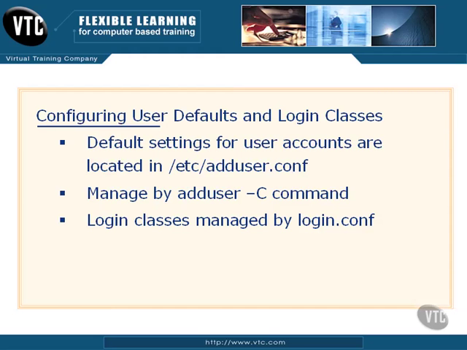We'll continue our discussion on managing user and group accounts by talking about configuring user defaults and login classes. Now, the default settings for user accounts are located in the system. However, we can change those by editing the adduser.conf file. Now, this file is not automatically created until you run the adduser -C command, and that command creates the adduser.conf and changes all the default settings for the user accounts that are created after that. We'll look at doing that in just a moment when we do the demonstration.